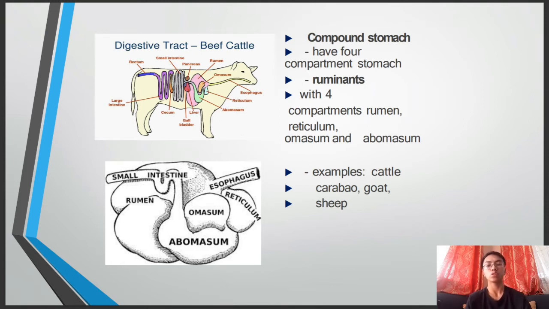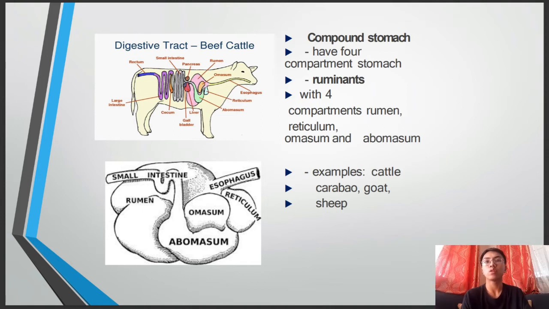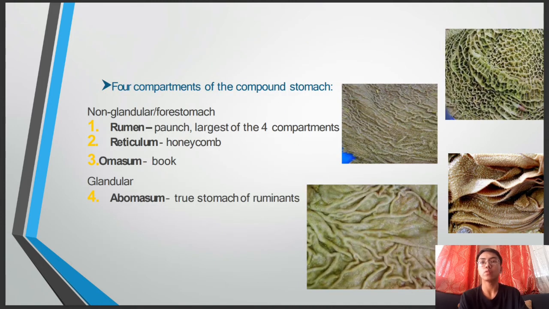So, the compound stomach can digest cellulose by harboring digesting bacteria and protozoa within the stomach. The compound stomach is the largest part, where the main digestion occurs in ruminants. So, next slide is the four compartments of the compound stomach. The first is the rumen, or paunch, the largest of the four compartments. The rumen acts as a storage or holding vat for feed. Number 2 is the reticulum, or honeycomb.